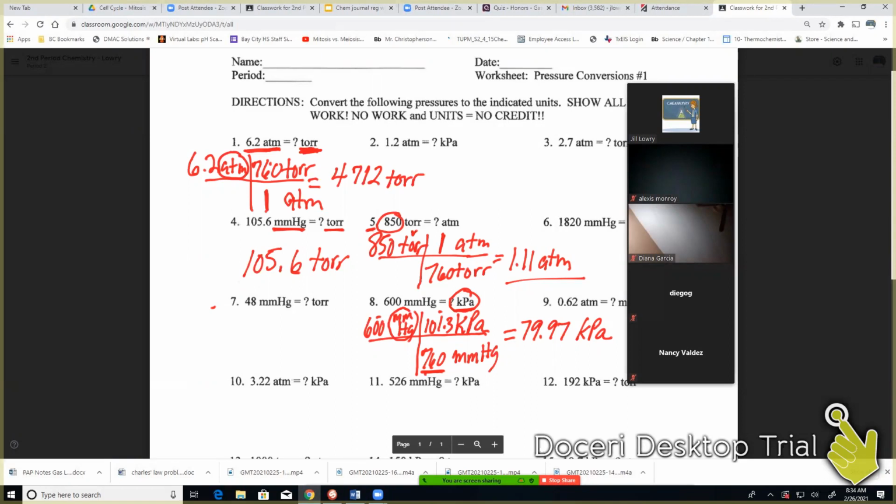You multiply from the side first, multiply across the top, and then you divide by whatever is on the bottom. And sometimes it'll just be a 1. You don't have to worry about it, but sometimes it will be a number.